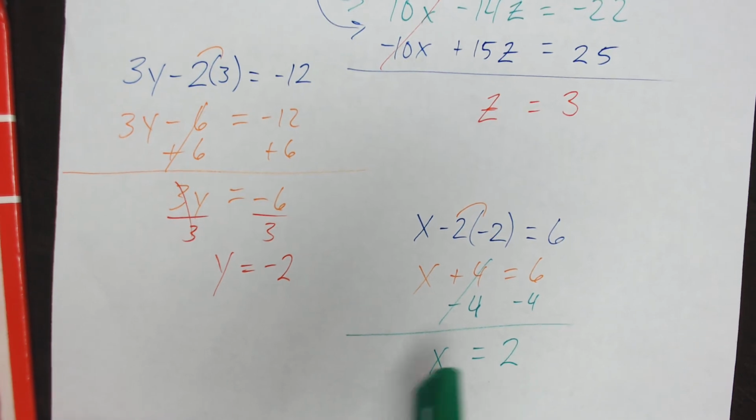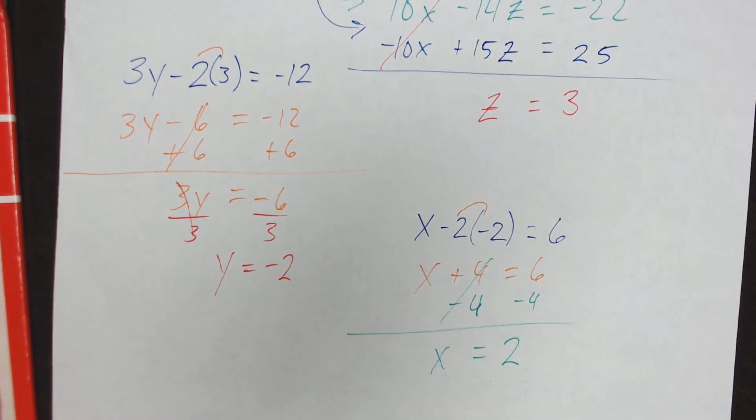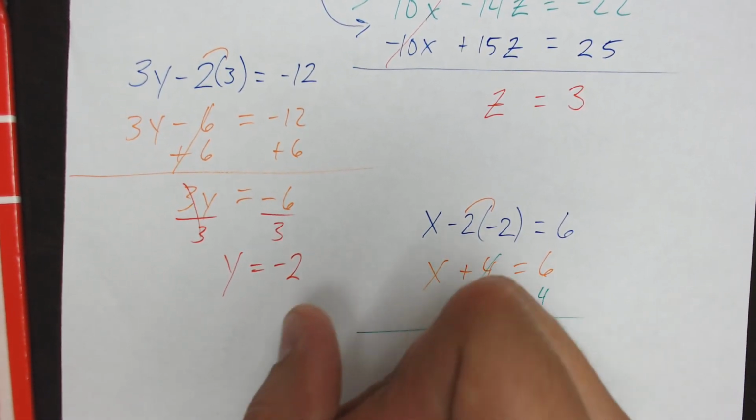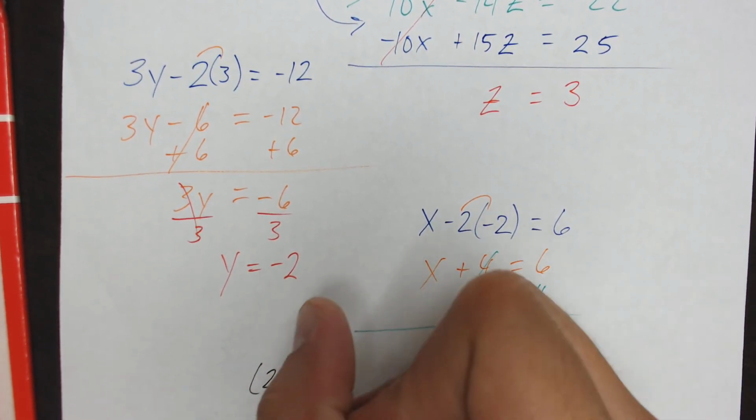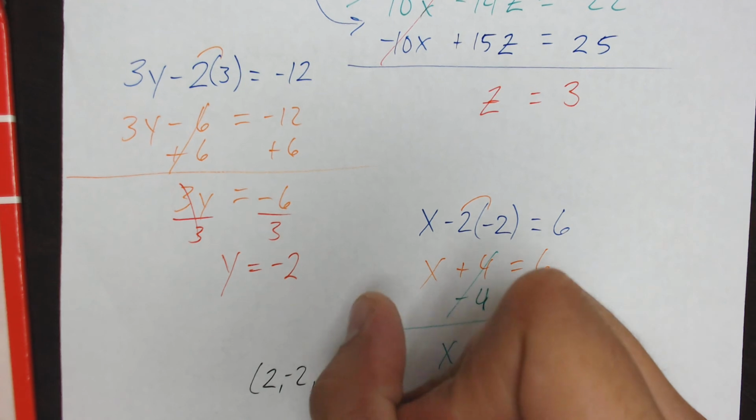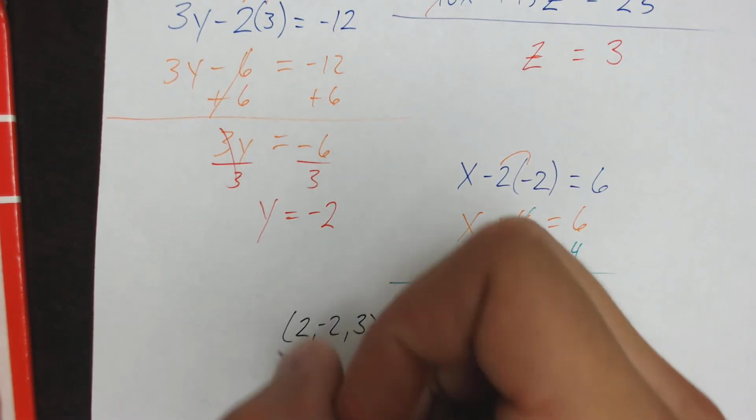So x is equal to 2, y is equal to negative 2, z is equal to 3, and I write my final answer in a coordinate triple. So it'll be 2 for x, negative 2 for y, and 3 for z. And that is my final answer right there.